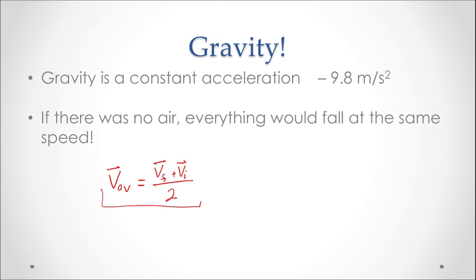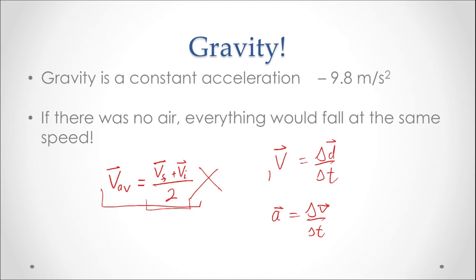If the acceleration is changing, this is no longer true because this simple average only works with a straight line. This equation, along with our other equations before, v equals delta d over delta t, and a equals delta v over delta t, can be combined to find two new equations.